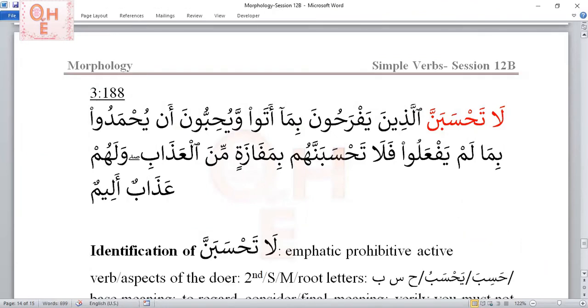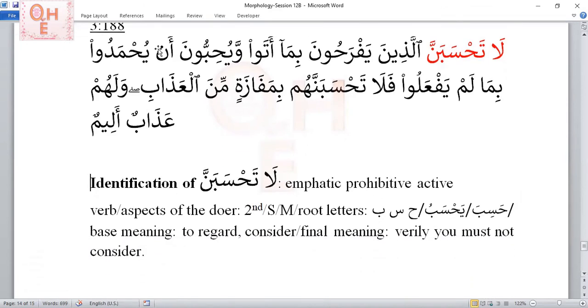Okay. So our word that we picked, la tahsabanna. Obviously, this is an emphatic prohibitive active verb because the ta has a fatha. Aspects of the doer, second person singular male. Okay, it could be second person singular female, but we know from this verse this is second person singular male. Root letters: ha, sin, ba, just like before, hasiba yahsabu, and the base meaning is to regard or to consider. So the final meaning: verily, you must not consider.